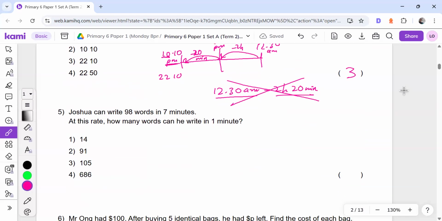Question number 5 is too simple. In 7 minutes, Joshua can write 98 words. Okay, what's the answer first? Now, the answer is number 1. Okay, too simple. We thought we should make it a bit harder. So in 1 minute, how many? Then 98 divided by 7, which is 14. Okay, 14 words. That's how you get number 1.